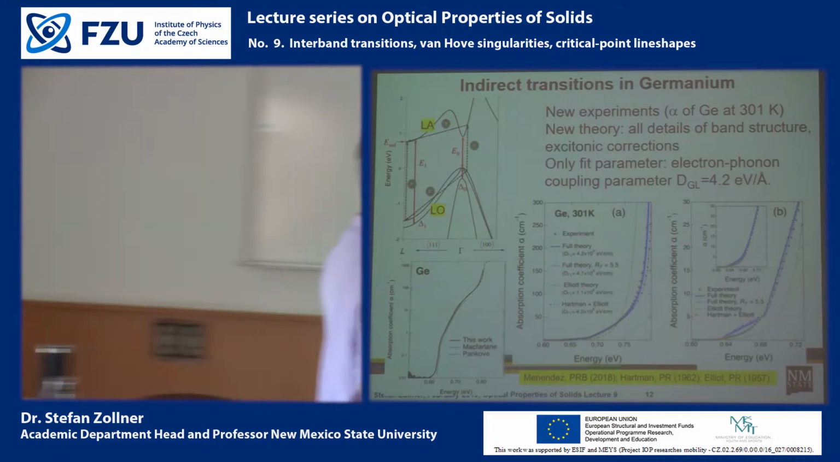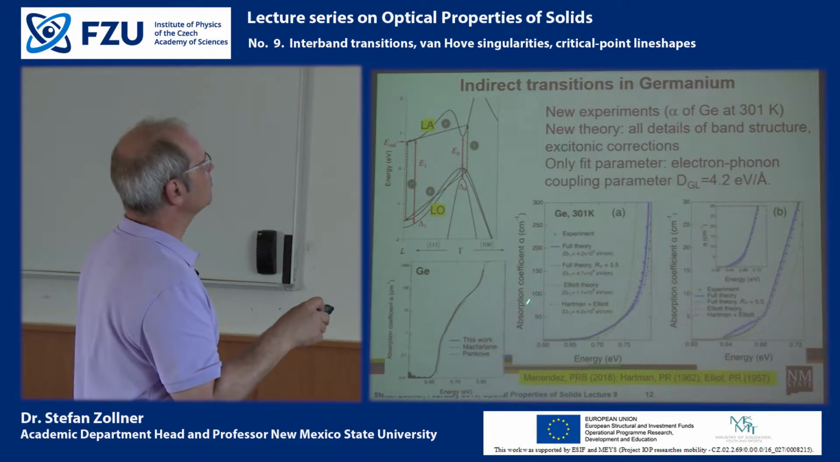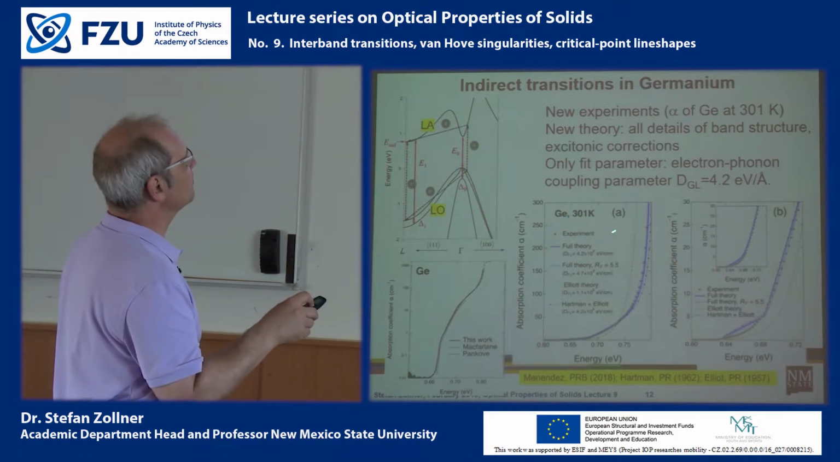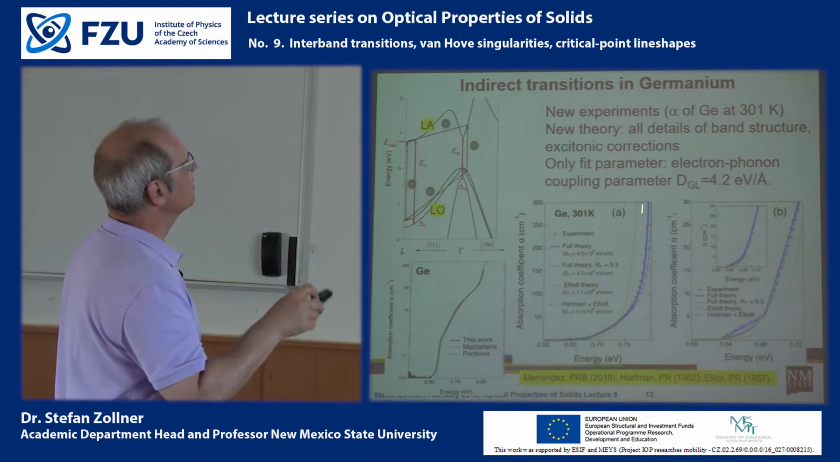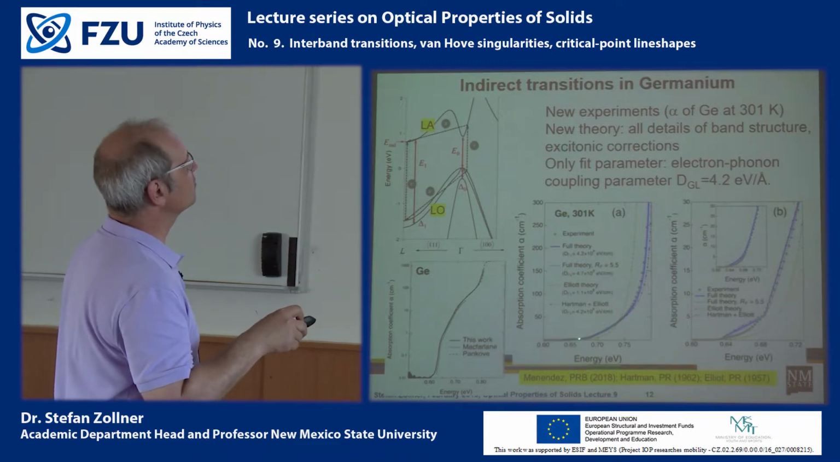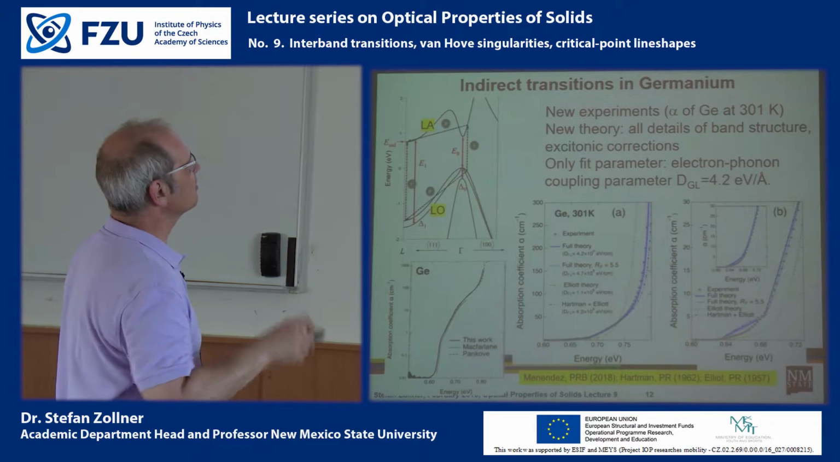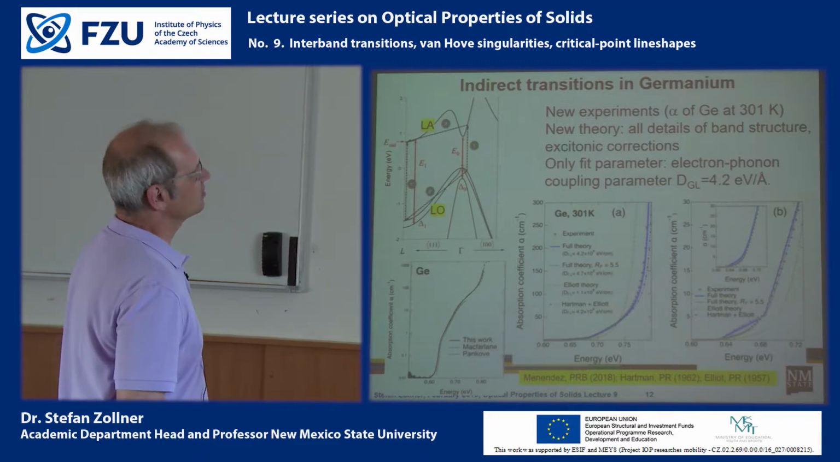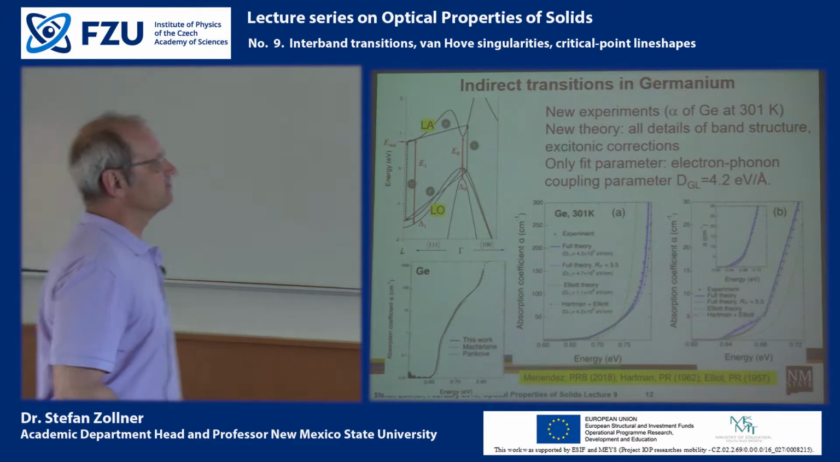And here in this figure, you see the absorption coefficient of germanium, and you see the data together with the full theory. And this fits really very well. And the older theories from the 60s are much more difficult. The discrepancy is much larger.